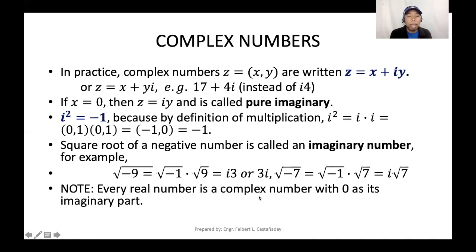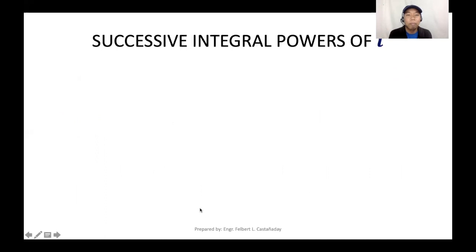Please note that every real number is a complex number with 0 as its imaginary part.